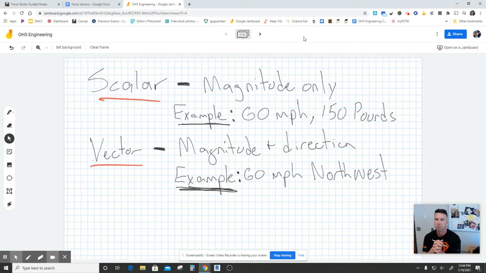So scalar is magnitude only, for example, like 60 miles an hour or 150 pounds. Notice there's no direction, it's just magnitude. That's very different from a vector quantity, which is magnitude and direction. 60 miles an hour northwest, or the car was traveling 60 miles an hour south. So scalar versus vector quantity.